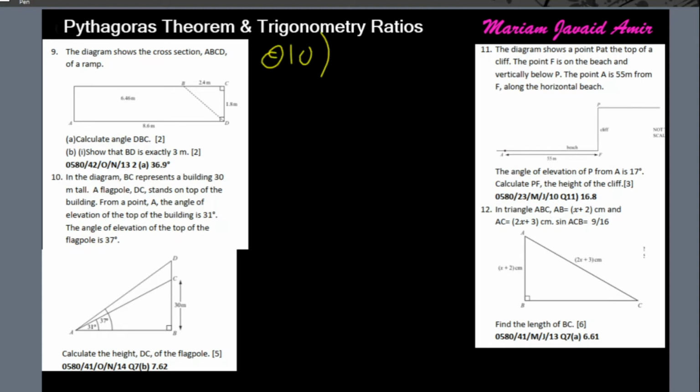Alright, next up is question number 10, which is in the diagram. BC represents a building 30 meters tall. A flagpole DC stands on top of the building. From point A, the angle of elevation to the top of the pole is 31 degrees.